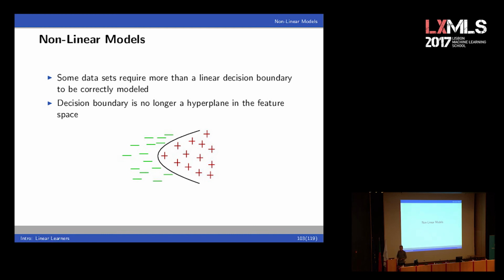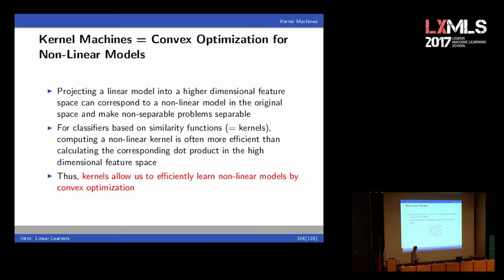global minimum. Okay, so the nonlinear models I talk about are all nonlinear models. They are able to model decision boundaries that look like this in two-dimensional space. This was not a linear decision boundary. And the models are known as kernel machines. And kernel machines is convex optimization for nonlinear models.